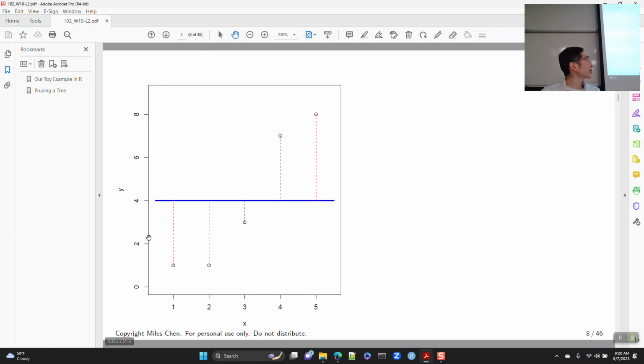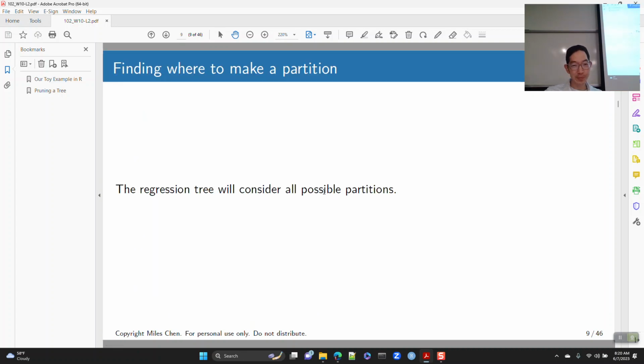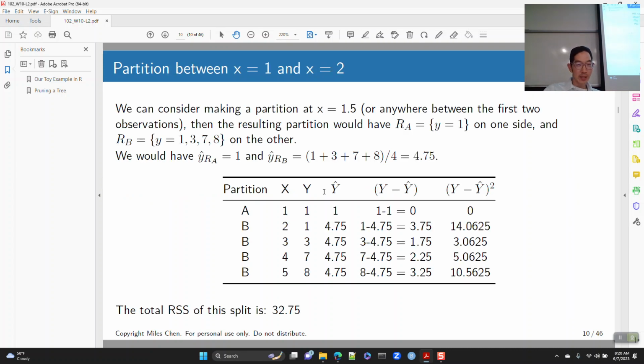We're predicting 4 for everybody. We square all of these differences and we get 44. Okay, so we're going to consider all possible partitions. We're going to split between x is 1 and x is 2, so we'll create a split at x equals 1.5. On partition A, there's only one value. So what do we predict? We're going to predict 1. We have no residual on that side.